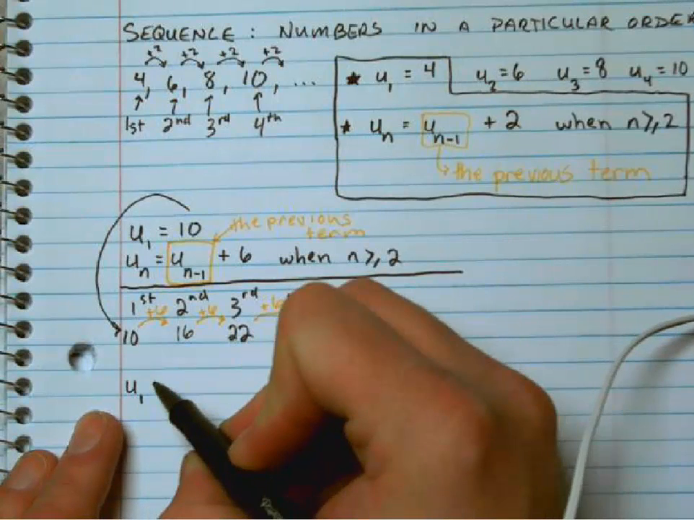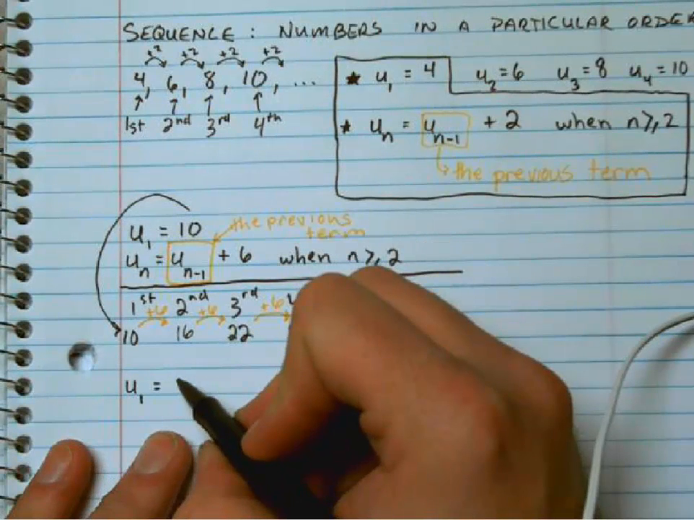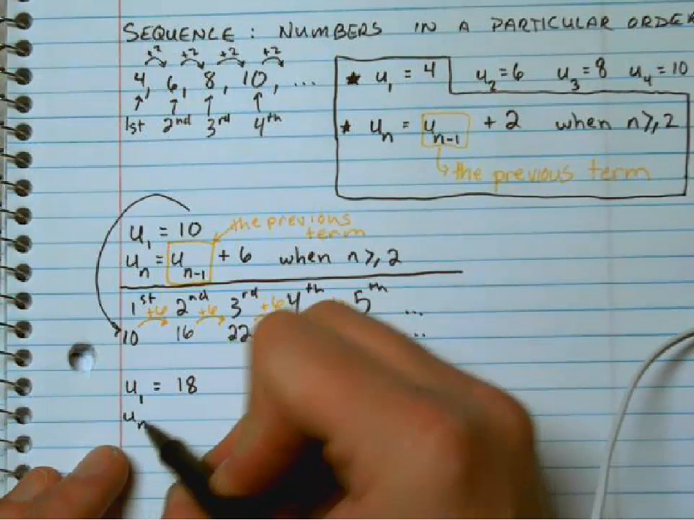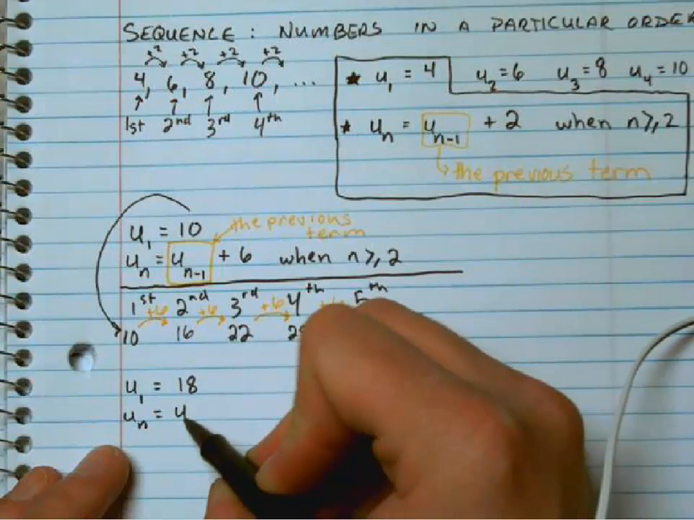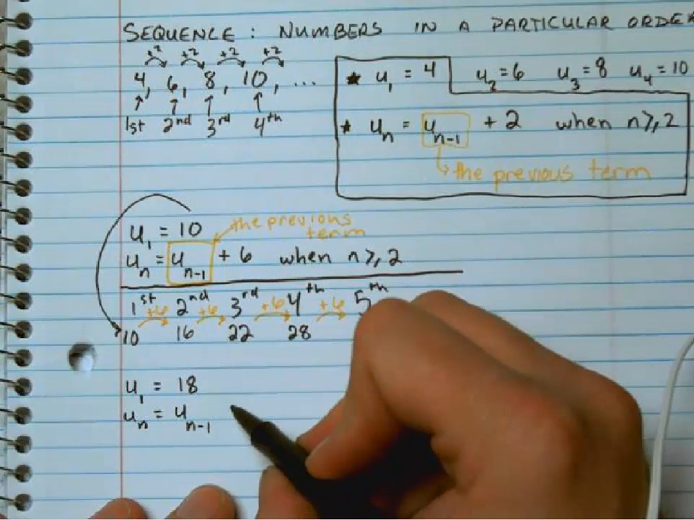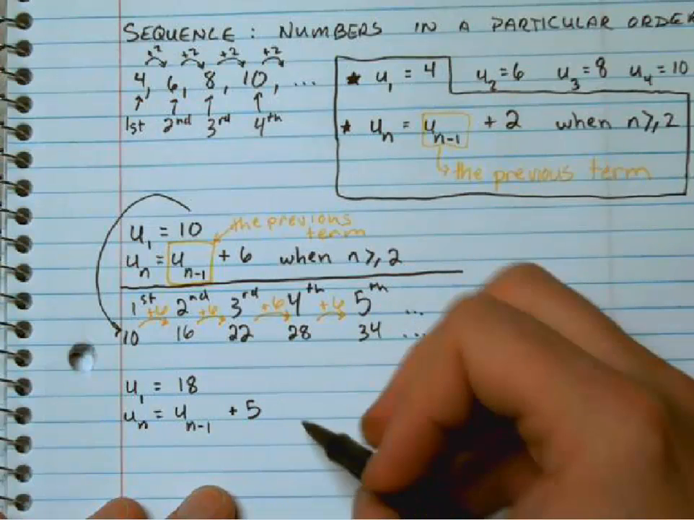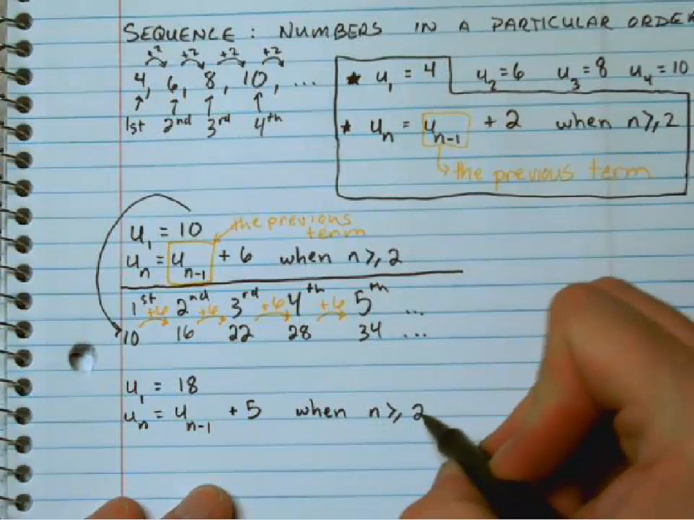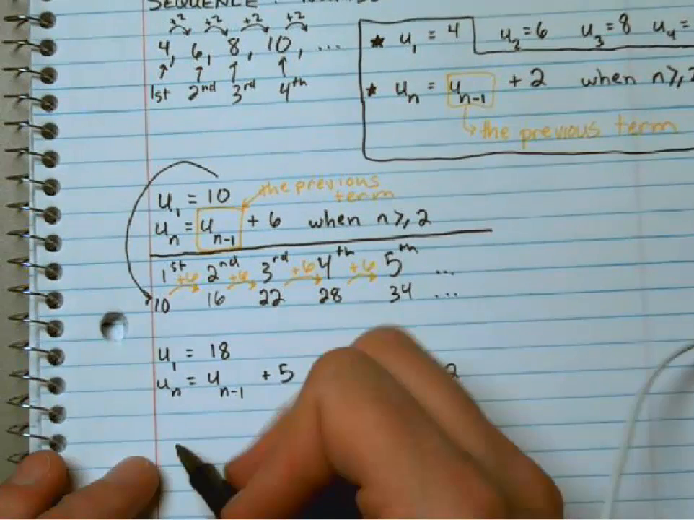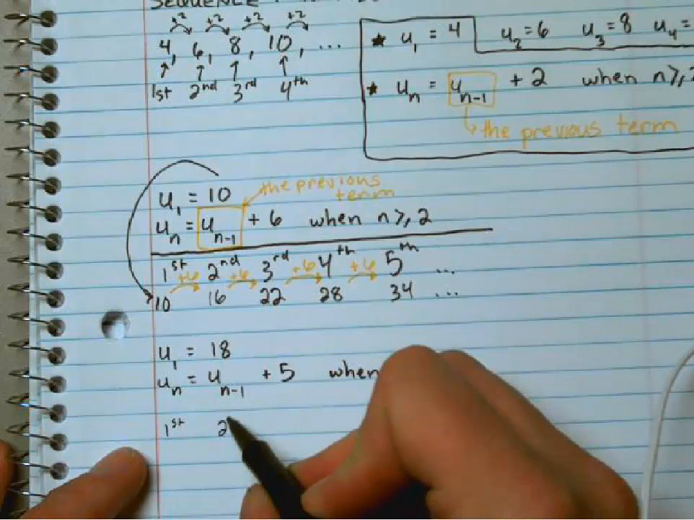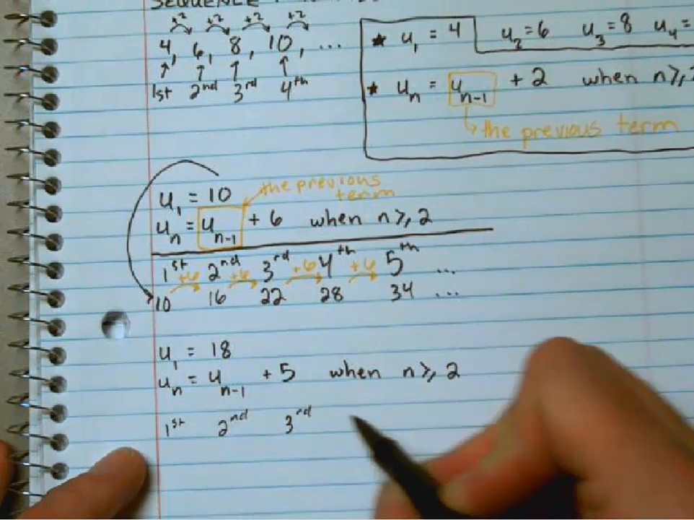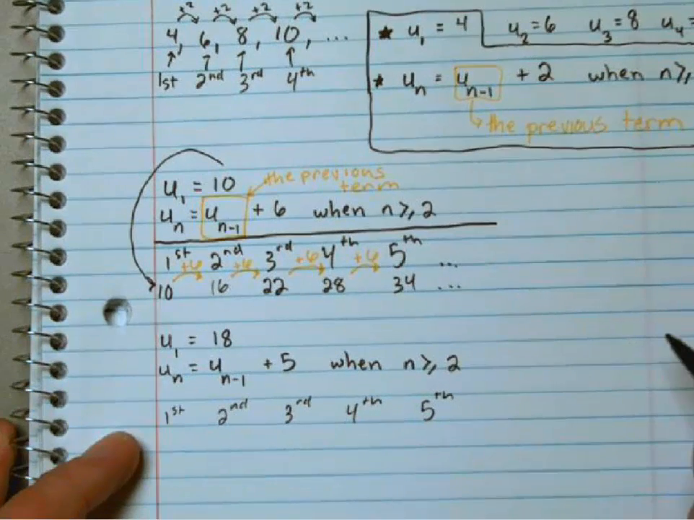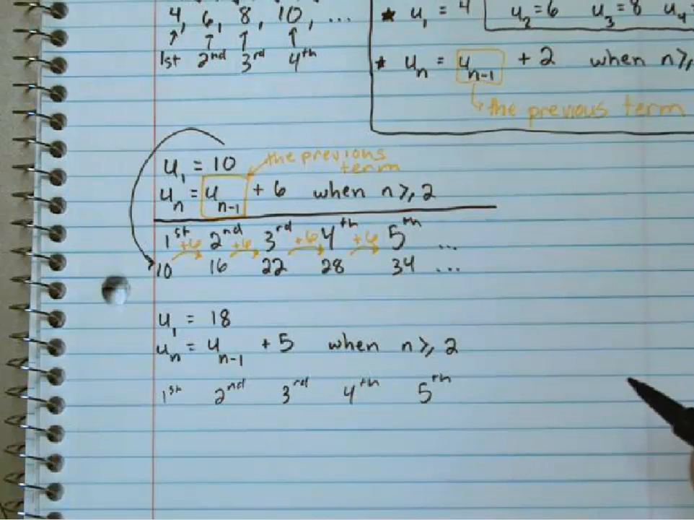U sub 1 is 18, and U sub n is U sub n minus 1 plus 5 when n is greater than or equal to 2. See if you can write down the first, second, third, fourth, and fifth term. All right, good luck.